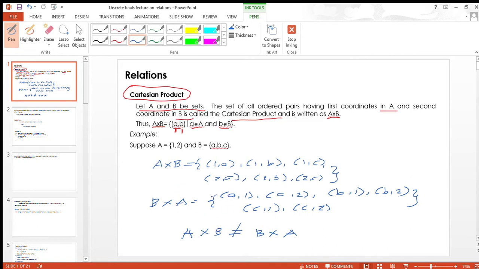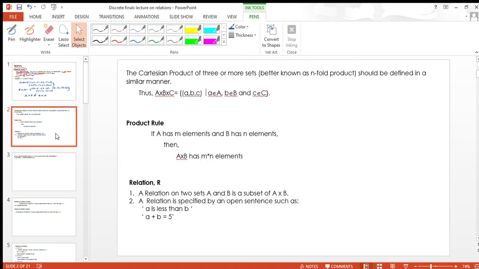Again, basta sinabing Cartesian product, just get every element of the first set and pair it to every element of the second set. We can extend this definition, the Cartesian product, to three or more sets, or better known as the n-fold product. So, ganun din. Halimbawa, A cross B cross C will be your (a, b, c), where a is an element of A, b is an element of B, and c is an element of set C. So, you get every element of A, pair it to every element of B and C. Of course, pag mas marami na yung sets involved, mas komplikado rin yung paglista.